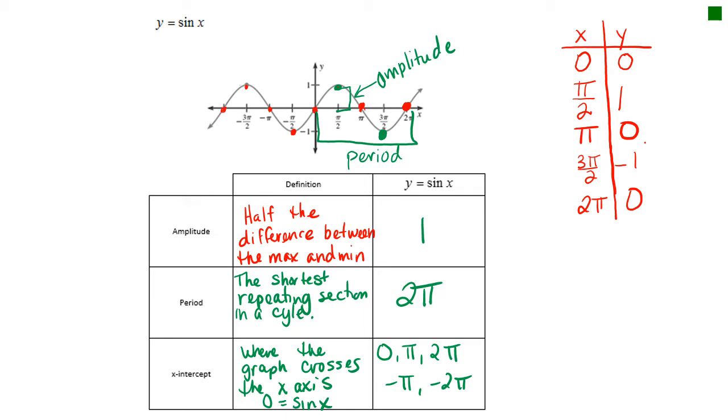All right, so for the sine graph, we start at 0, we go up to 1, we come back down to 0, we go down to negative 1, and we come back to 0. And we do that as we go from 0 to 2 pi. And we also do that as we go from 0 to negative 2 pi. So that's the basic shape of a sine graph.